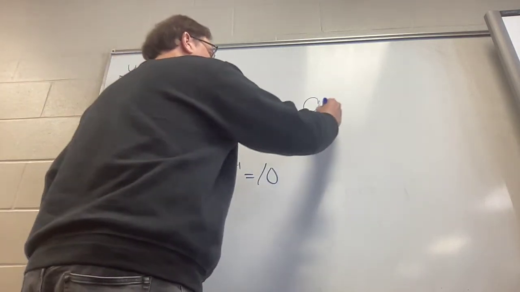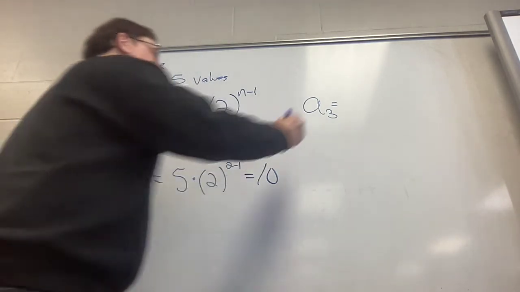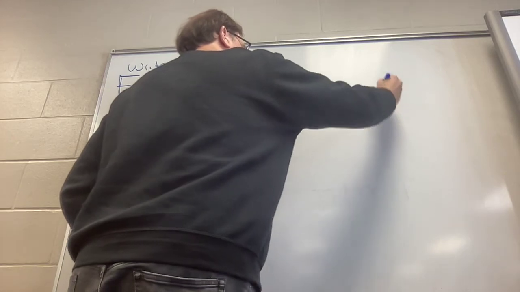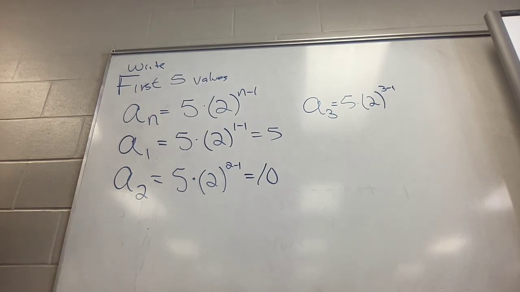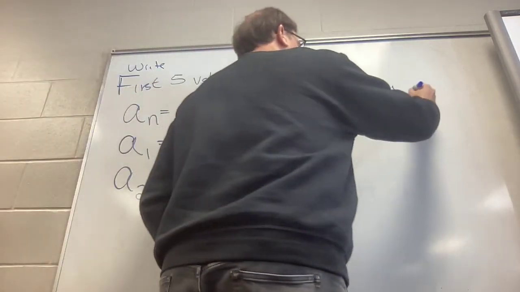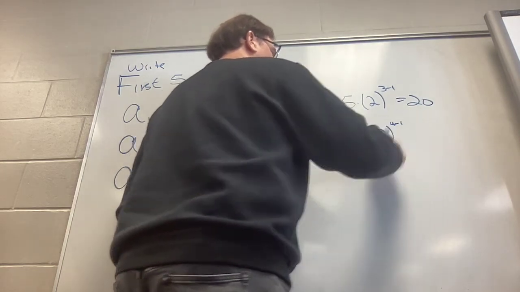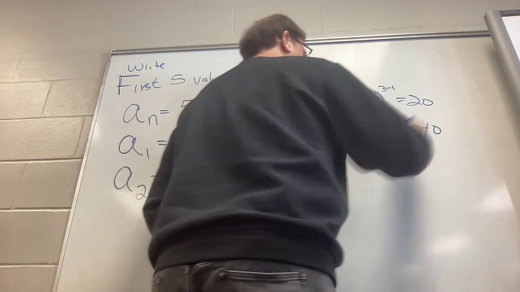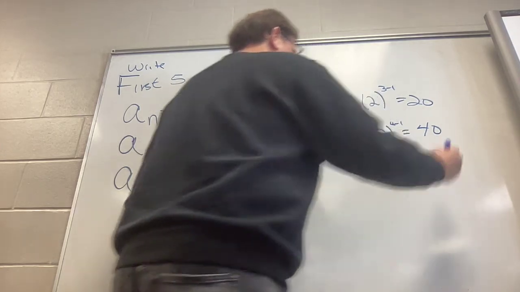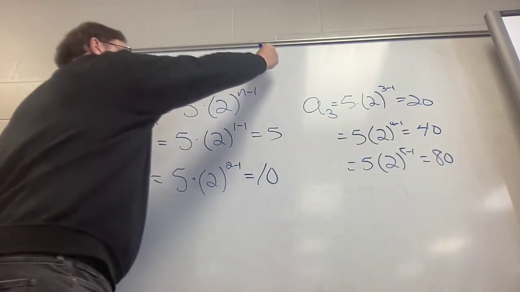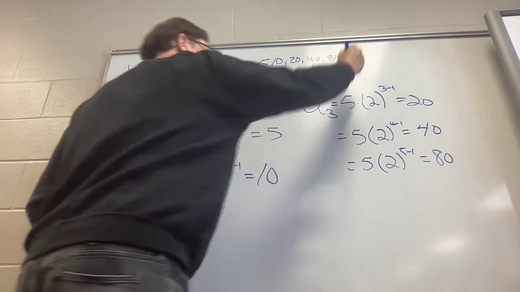A sub 3 means 5, the first one, times 2 to the 3 minus 1. 3 minus 1 is 2. 2 to the second is 4. 4 times 5 is 20. We are absolutely getting a pattern going. 2, 4, 8, 16. And we will go 5, 10, 20, 40, 80, and so on.